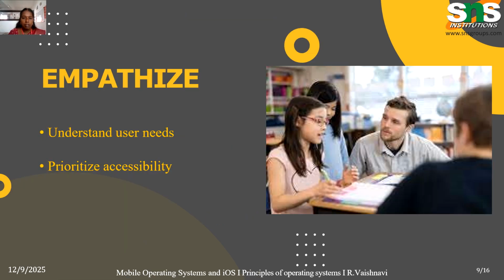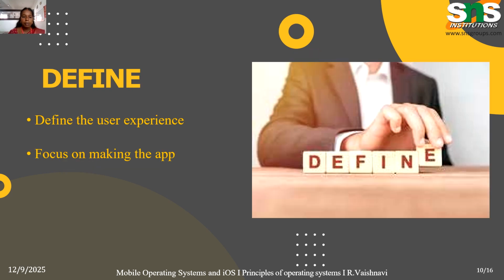Here we have the five stages of design thinking. First one is empathize. In empathize, we identify user needs. We have to understand what the user needs, and then here we have to prioritize accessibility. This is the first stage of design thinking. Second stage is the define stage. In the define stage, we have to define the user experiences, and then we have to focus on making the applications. This is the second stage.